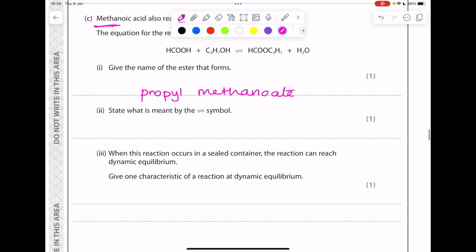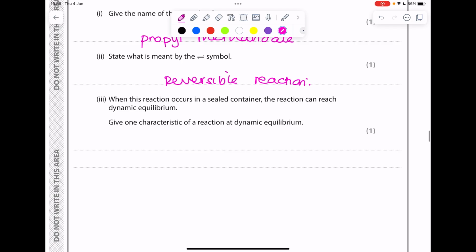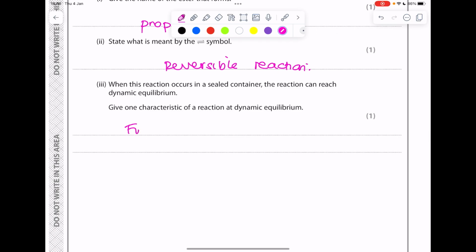State what is meant by this symbol. Remember that means it's reversible. When this reaction occurs in a sealed container, the reaction can reach a dynamic equilibrium. Give 1 characteristic. Remember it's the forward and reverse reactions occur at the same rate.